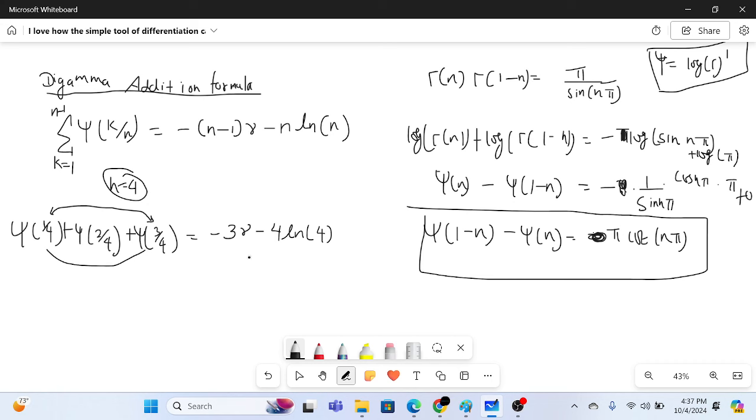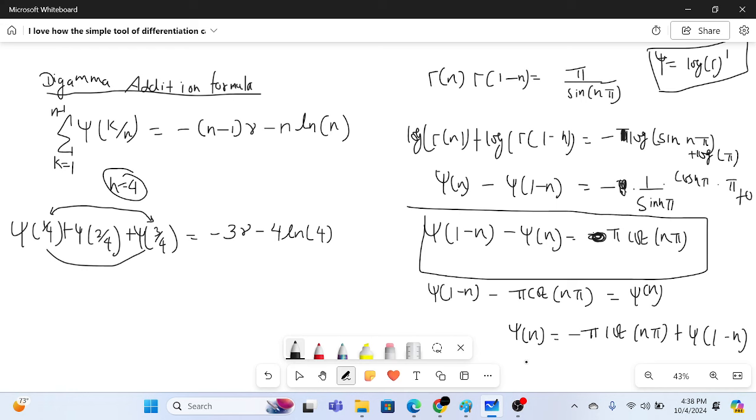But even though I cannot find digamma 1 by 2 from this one, I can still find the relation between these two, right? From here what I get is digamma of 1 minus n minus pi cot n pi equals digamma of n. That gives me digamma of n is minus pi cot n pi plus digamma of 1 minus n. Using this, digamma of 3 by 4 will just be something plus digamma of 1 by 4, and that changes it to the form of 1 by 4, right?